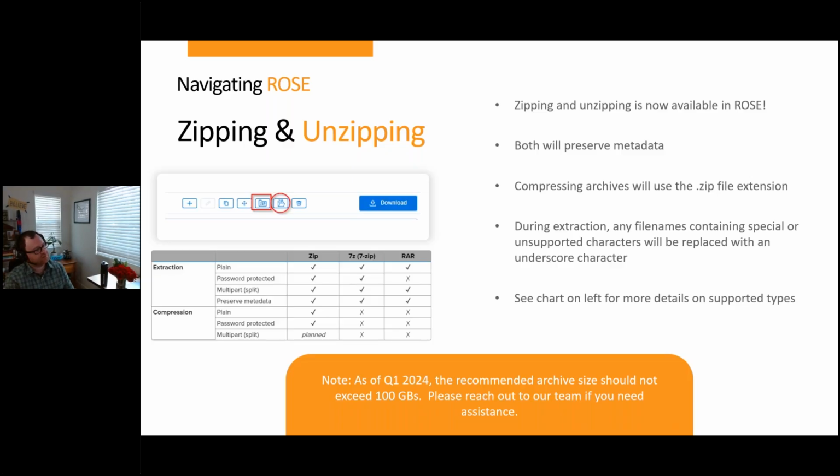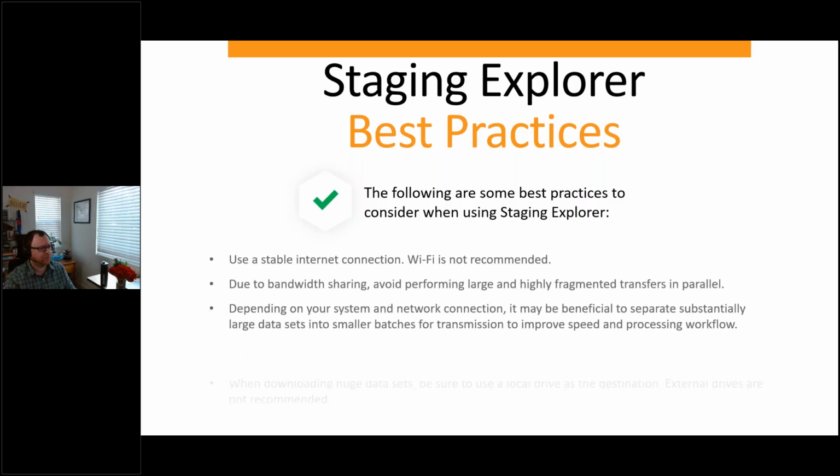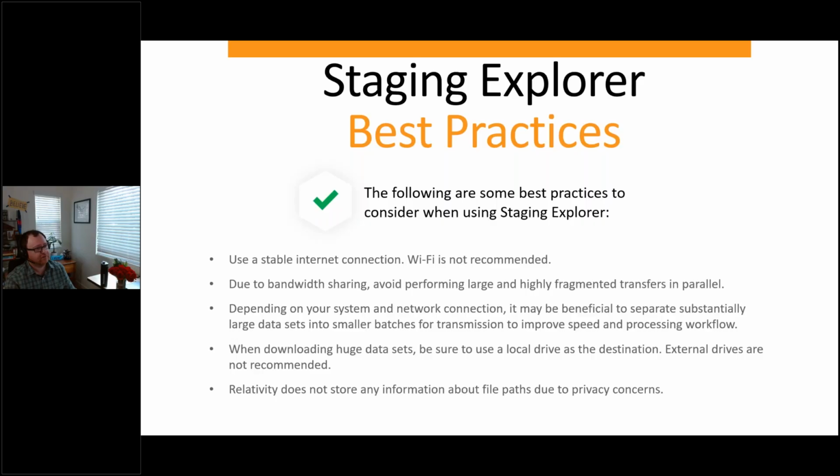As of today, since this is a fairly new general release for RelativityOne, they recommend not to exceed 100 gigs for zipping or unzipping. And so if you have that concern or issue or need to address that, you can definitely reach out to the team and we'll help discuss some of those items. So what are some of the best practices from Staging Explorer, from Relativity?